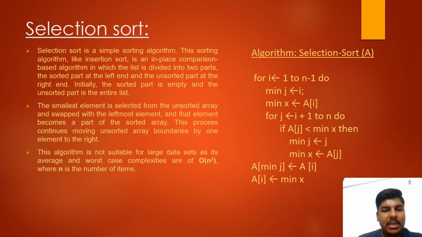The smallest element is selected from the unsorted array and swapped with the leftmost element, and that element becomes a part of the sorted array. This process continues moving unsorted array boundaries by one element to the right. This algorithm is not suitable for large data sets as its average and worst case complexities are of big O n square, where n is the number of items. And as we can see on the right side, this is the algorithm for the selection sort.